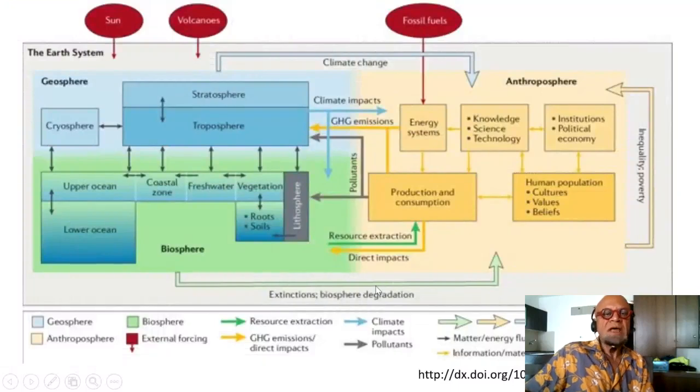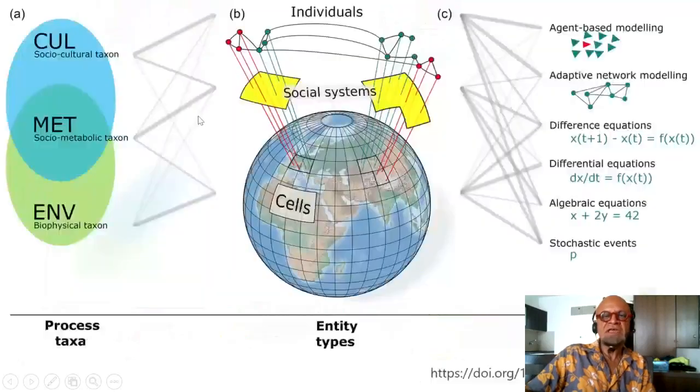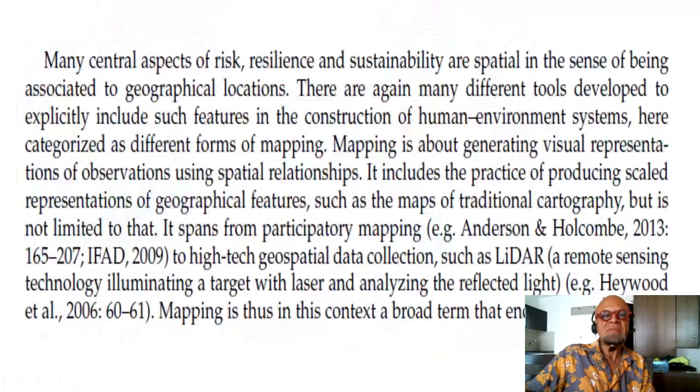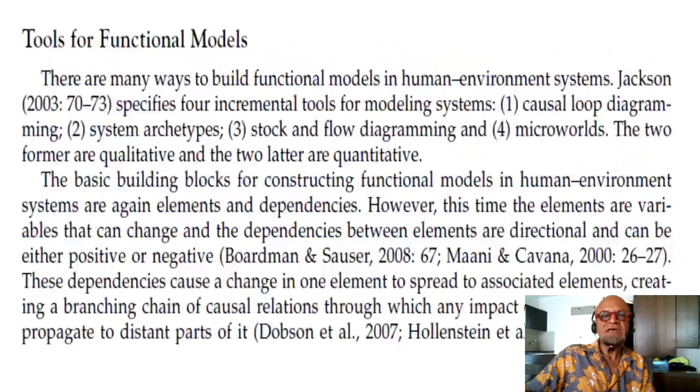So that's what happens in this diagram here. We have dependencies indicated by these things, and we have micro worlds and system archetypes. Everything is in here, but we have to think of them in a functional sense. Okay, so that's what we are talking about.